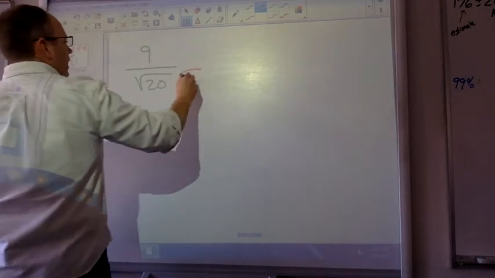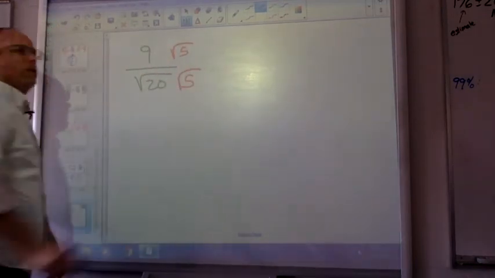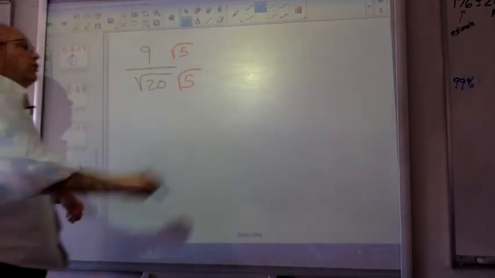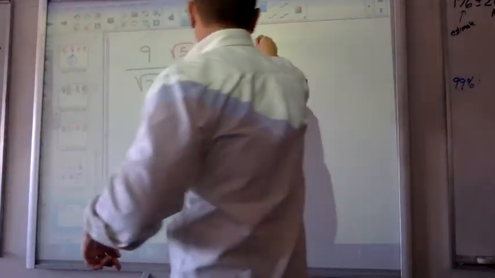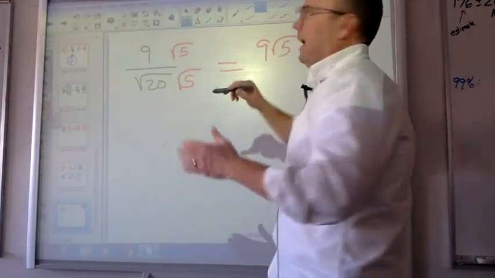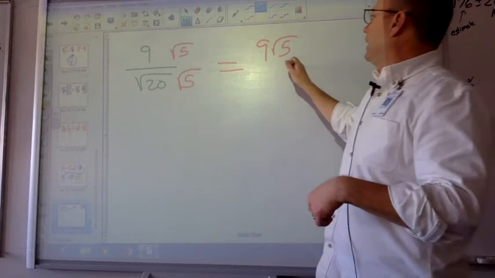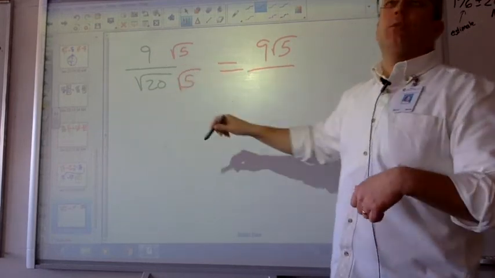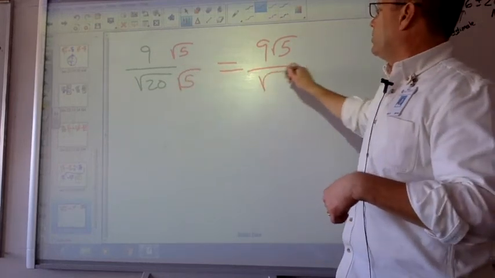So root 5 and root 5. Still with me? So 9 times root 5 is what? 9 root 5, right? I can't multiply inside to outside. And on bottom, root 5 times root 20 is root 100. Agreed?